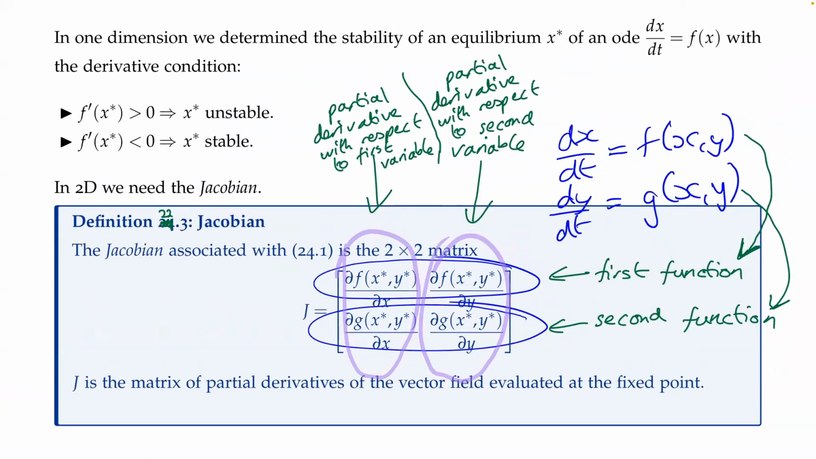And then the new thing that we're going to introduce here is something called the Jacobian. So this Jacobian matrix is the matrix of partial derivatives of our system. On the first row, we take our first function, so we have dx/dt is equal to some function f of x, y. We take the partials of that with respect to x and with respect to y, and put them on the first row. And then we do the same for g of x, y, where we have dy/dt is equal to g of x, y. We take the partial with respect to x, partial with respect to y, and put it on the second row.